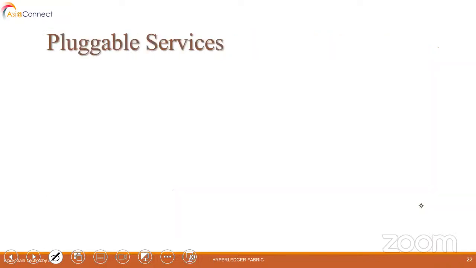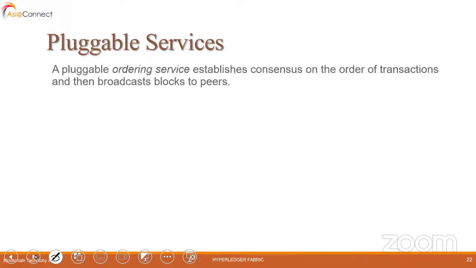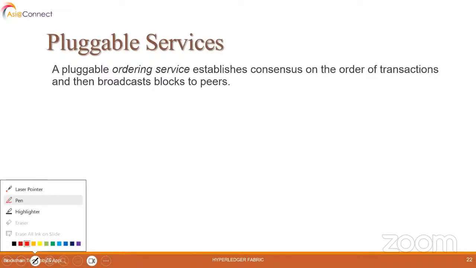Okay. Now, what is a pluggable service? I told you that this Hyperledger Fabric gives us an option of pluggable services. So what is a pluggable service? Basically, there are several pluggable services, including the ordering service, that establishes consensus on the order of transactions and then broadcasts blocks to peers. One thing I forgot to mention, I'll go back.